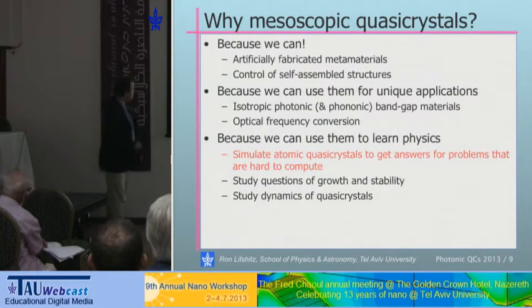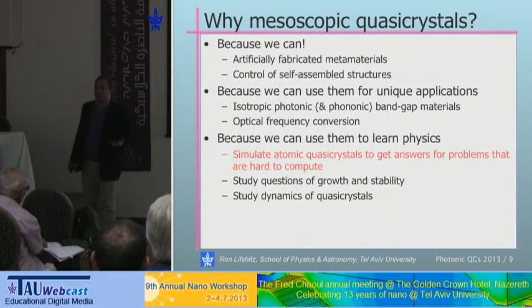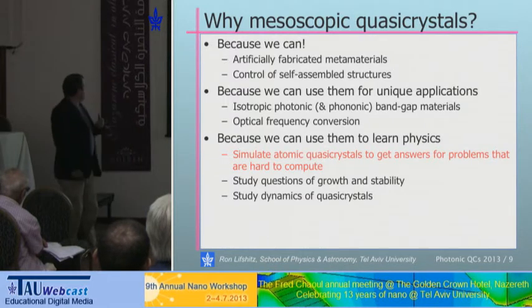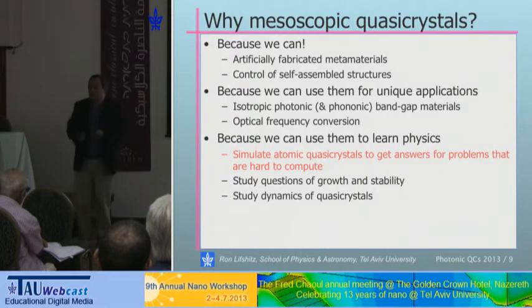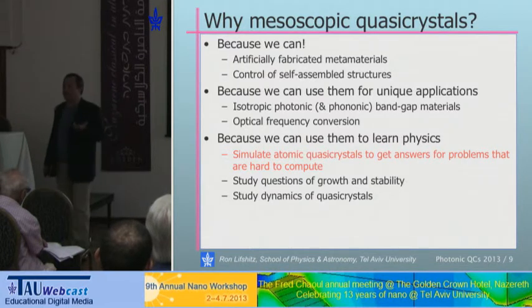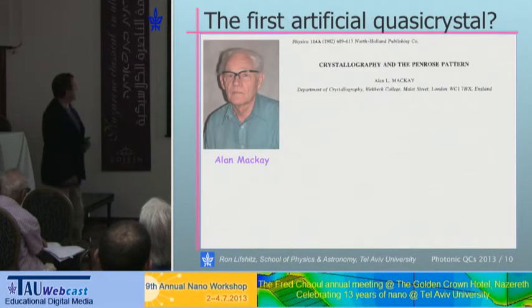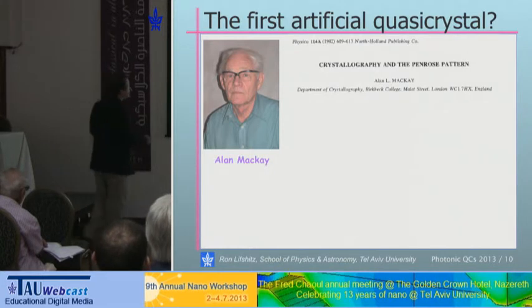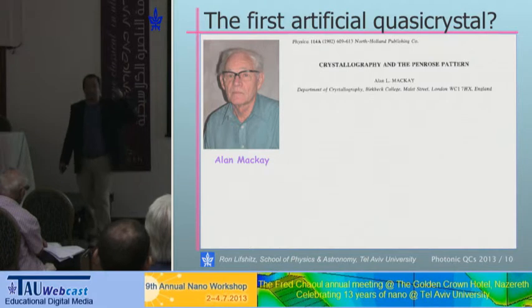Okay, so the first thing I want to show just very quickly is the way that we can use these to learn physics, in order to simulate calculations that are difficult for us to do. And this is, in fact, one of the first uses historically for these kinds of crystals. And this goes back to 1982, the same year that Danny Shechtman discovered quasicrystals.